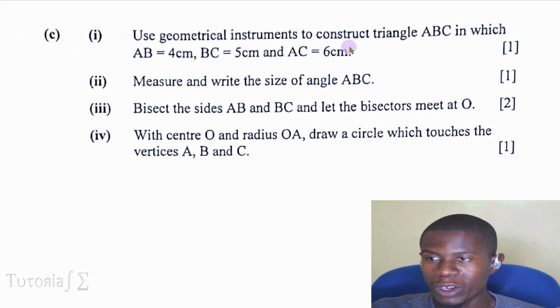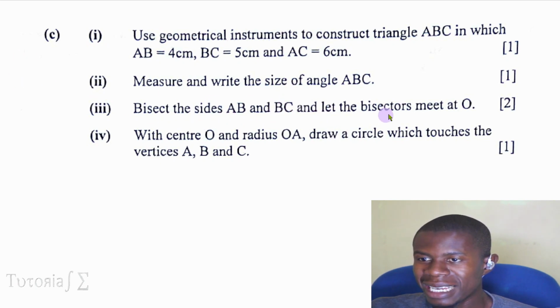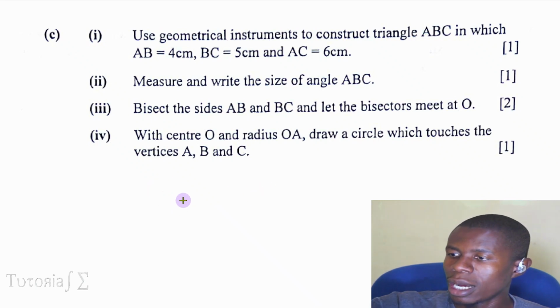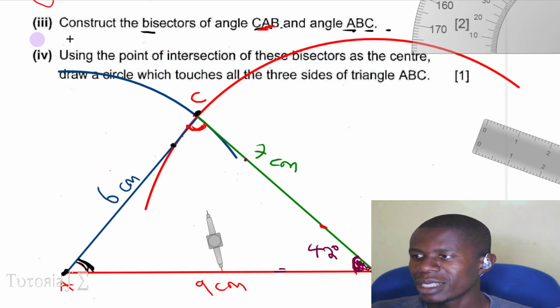So use your geometric instruments to construct a triangle in which AB is 4, BC is 5, and AC is 6 centimeters. Measure and write the size of angle ABC, then bisect sides AB and BC. So for this one, though we have not done it, bisecting sides AB and BC, you do the same thing that we were doing. So for instance, I'll bring up the same question that we had. All right, so now let's look at the same question that we had.